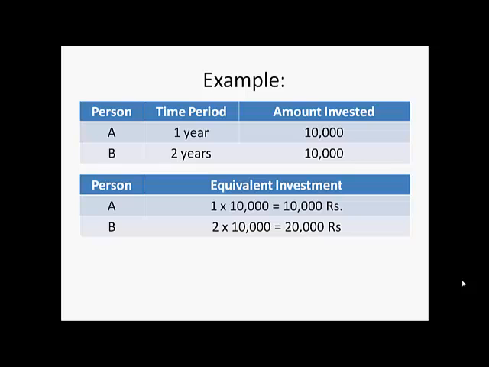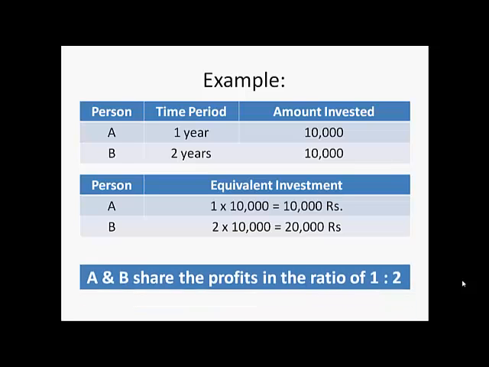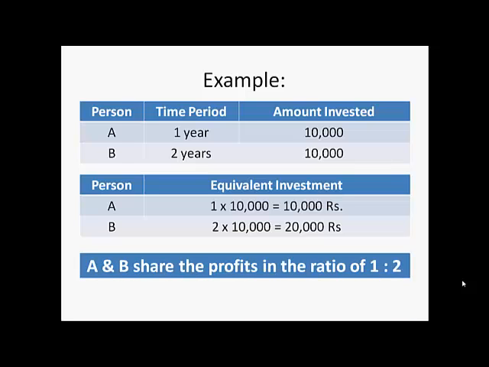A has one time period multiplied by 10,000, so his total equivalent investment is 10,000. B invests 10,000 but his time period is 2 years, so B's equivalent investment is 2 multiplied by 10,000, which is 20,000. So now any profit or loss that they incur at the end should be shared in the ratio of 1:2. A's equivalent investment worked out to 10,000 and B's worked out to 20,000. As these two are in the ratio of 1:2, the profit or loss will be in the ratio of 1:2.